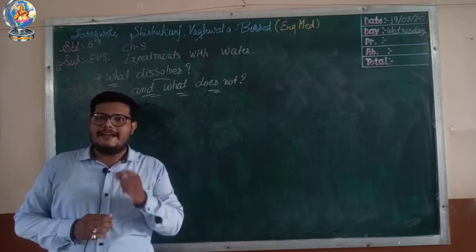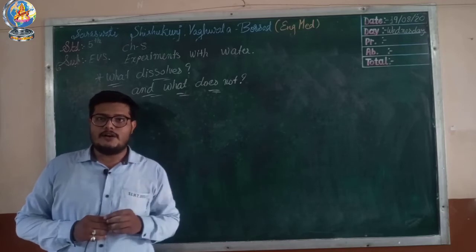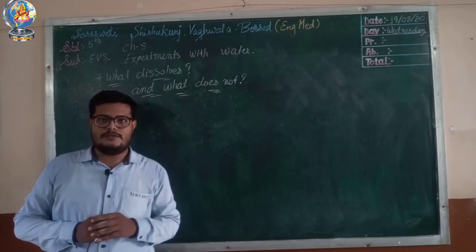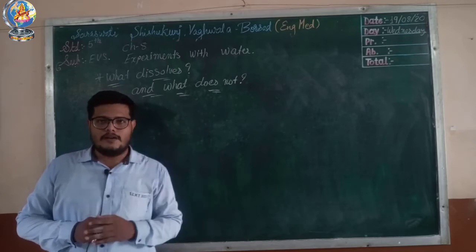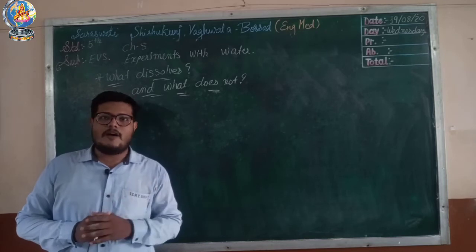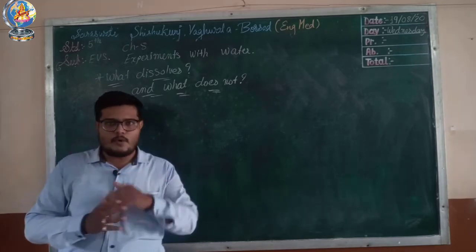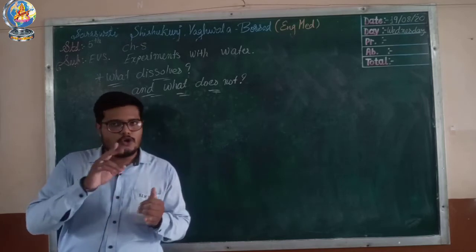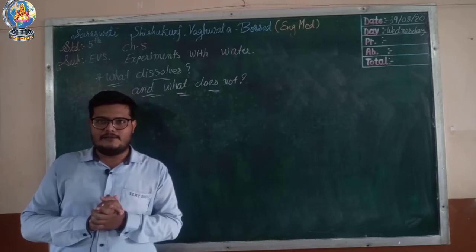Second, we added salt in water. In that also salt is your solute and water is your solvent, right? In third one we added chalk powder in water, right? So that chalk powder is solute and water is solvent. You understand what is solvent, what is solute? Soluble, insoluble and solution. So 5 main definitions we learned today.